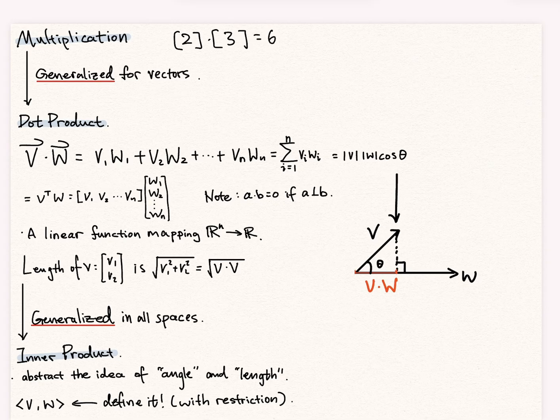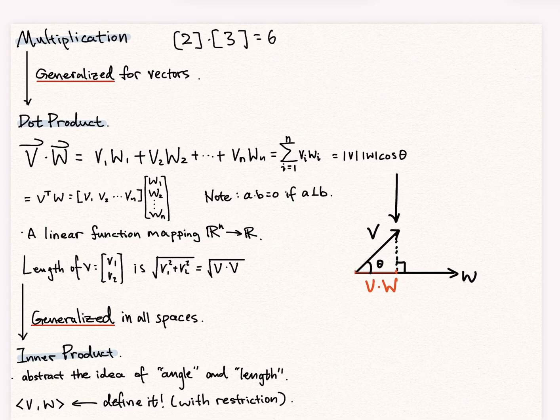Note, it's very important that you know the dot product of a and b, which are vectors, equals 0 if a and b are orthogonal to each other, meaning a and b are perpendicular. The geometric intuition for that is if a and b are perpendicular, there is no component of a in b, and there is no component of b in a. This will be important later on.